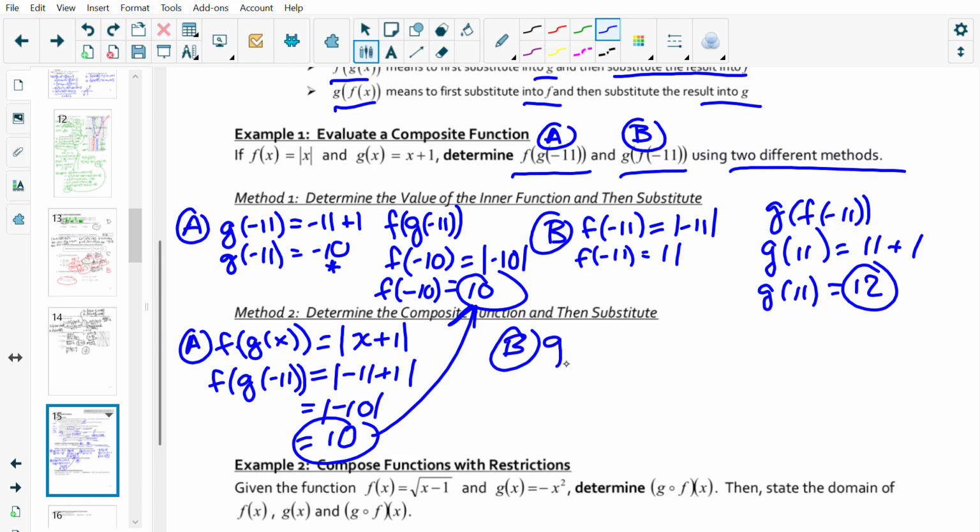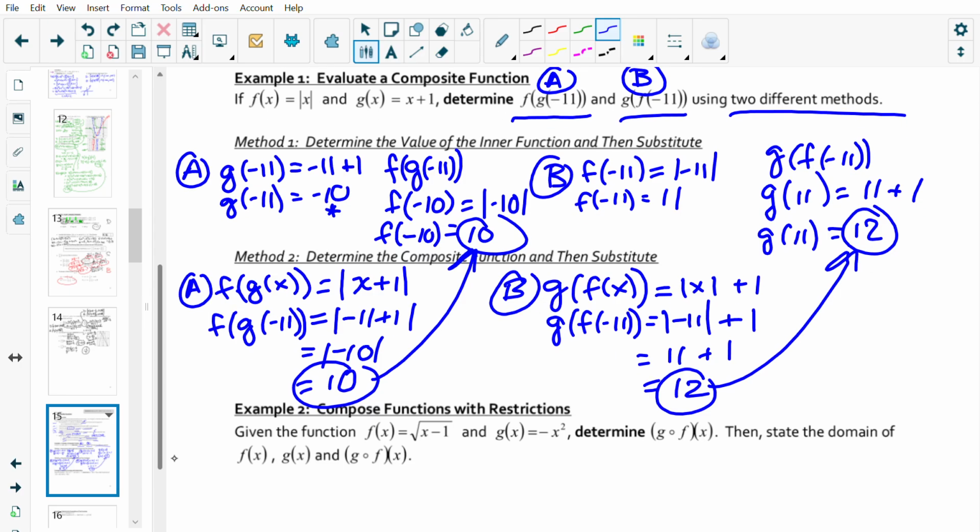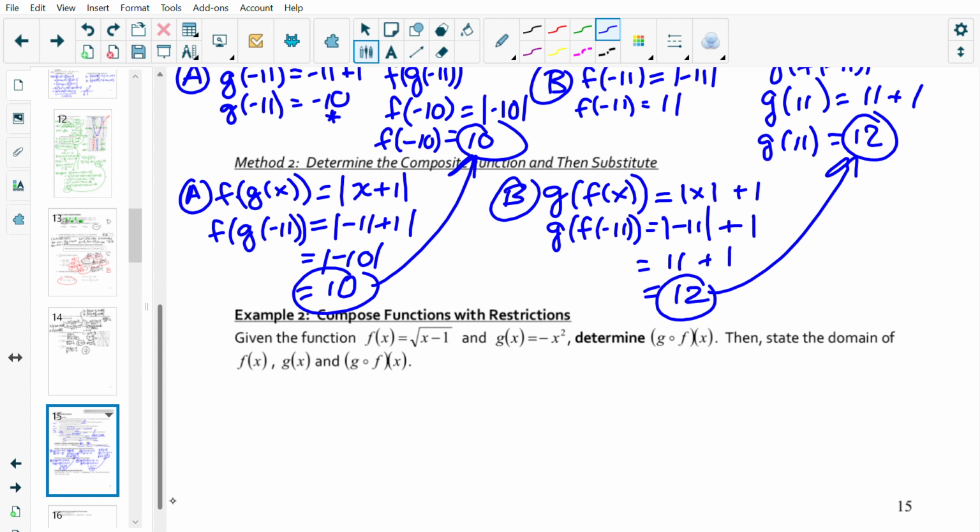Part B, let's compose g of f of x. And when we do that, I'm going to substitute f of x, which is the absolute value of x, into g of x. So I get this, absolute value of x plus 1. So g of f of negative 11 equals absolute value of negative 11 plus 1. So that is 11 plus 1, and I get 12, and that is in fact the same as before. Okay, so two different ways to do this.